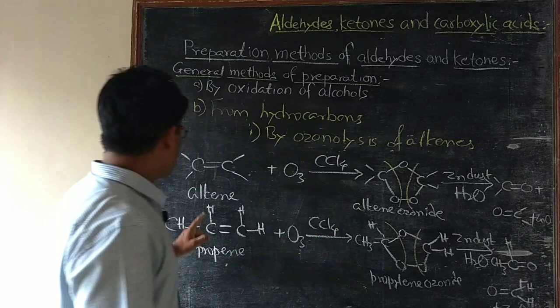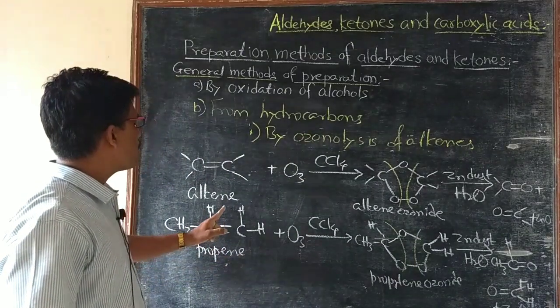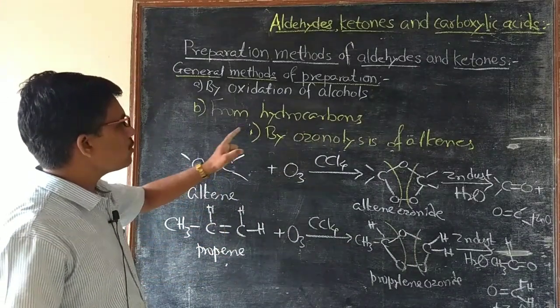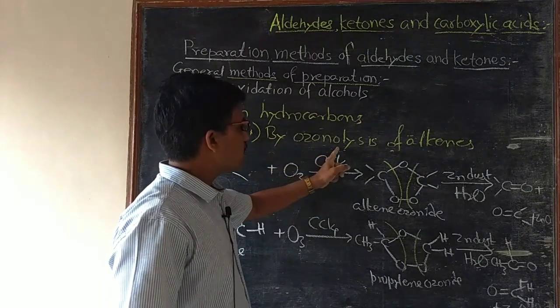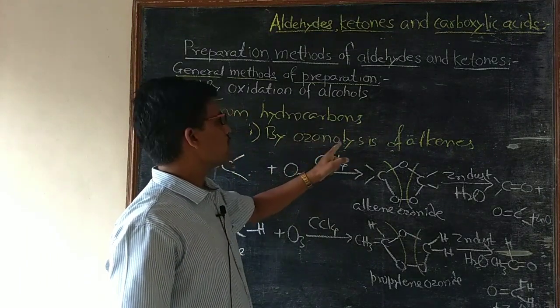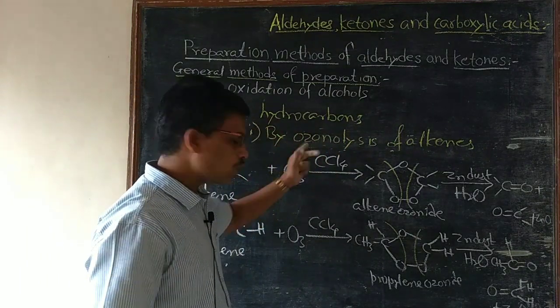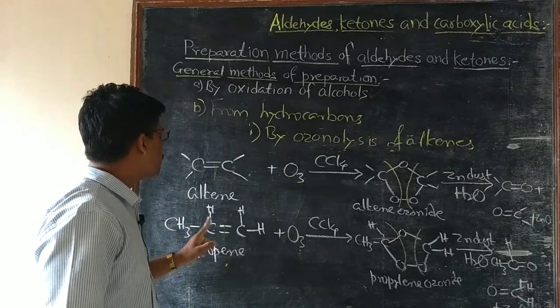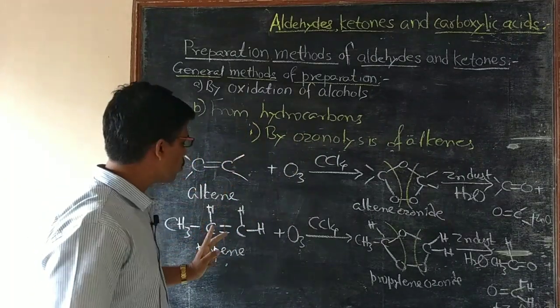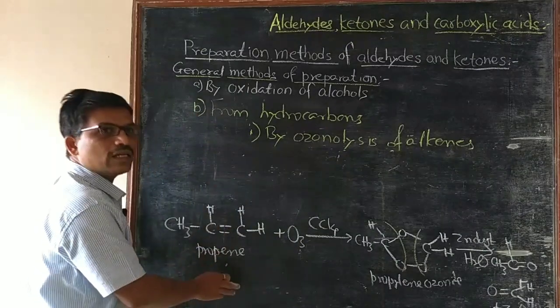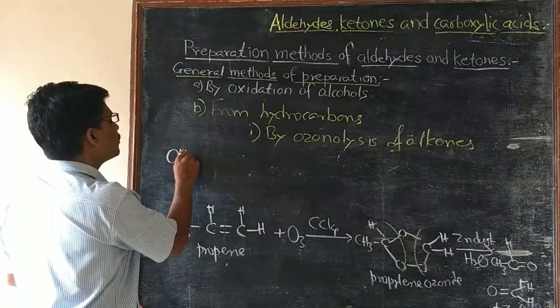In this case, this carbon-carbon double bond undergoes breaking, that is ozonolysis. Lysis means breaking and ozonolysis means breaking by ozone molecule, that is breaking of this double bond by ozone molecule takes place. Consider another example.